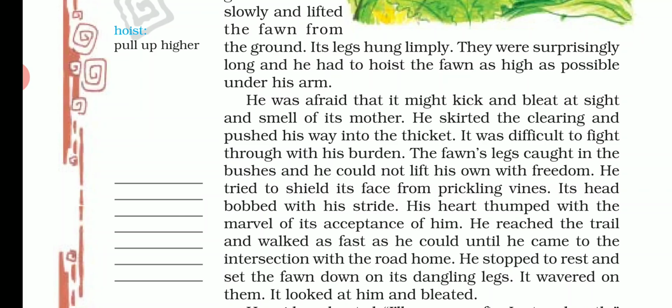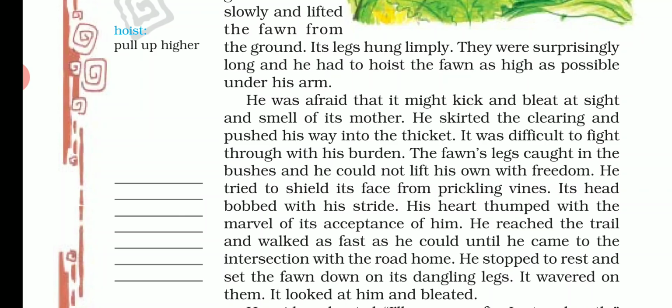So here in this paragraph it is told how Jody lifted the Fawn and how he moved properly on the way, how he was making the way clear so that it should not hurt the baby Fawn. He was also very tired from lifting the Fawn in his hands, but he kept carrying the Fawn until he found the intersection of the road. As soon as he came to the road, he stopped there.